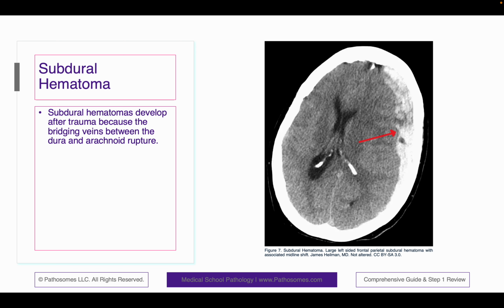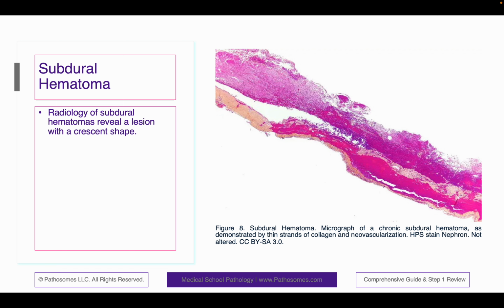Subdural hematomas develop after trauma because the bridging veins between the dura and arachnoid rupture. So we know that the radiology of subdural hematomas reveals a lesion with a crescent shape. But what does the histology look like? Well, here, future pathologists, is a micrograph of a chronic subdural hematoma, demonstrated by thin strands of collagen and neovascularization, right? The development of new blood vessels.